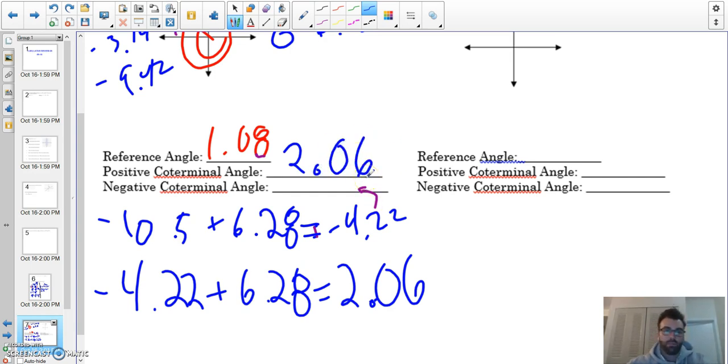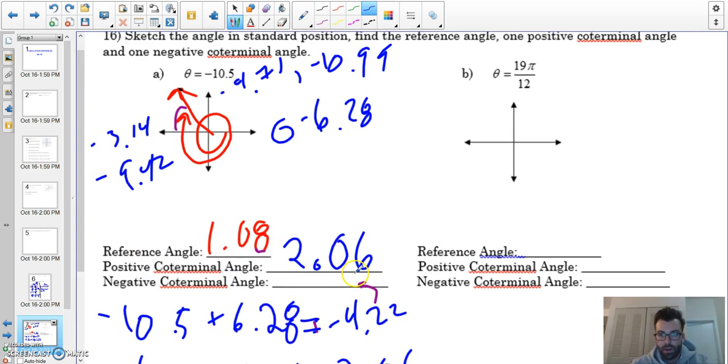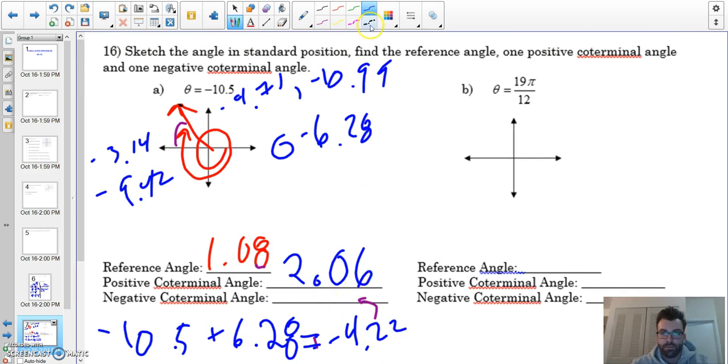So check your work on the back of the sheet. If negative 4.22 wasn't your answer or 2.06 wasn't yours as well, all right, there are multiple answers for this. Okay, this problem, part B, we are in radians, okay? So we need to stay in radians again. We need to use pi.